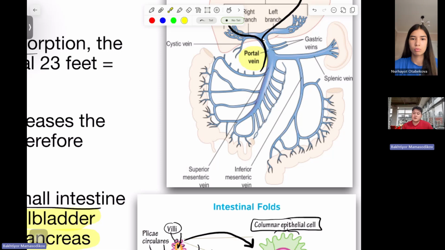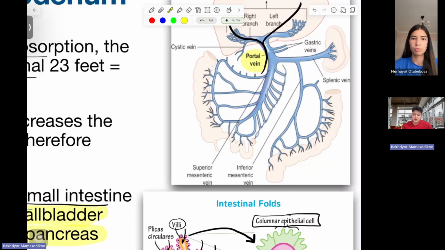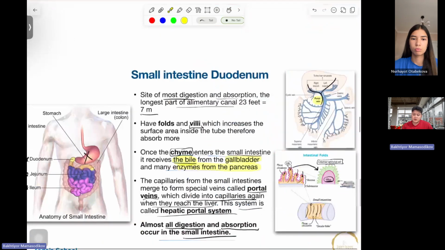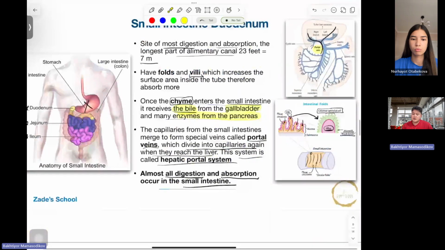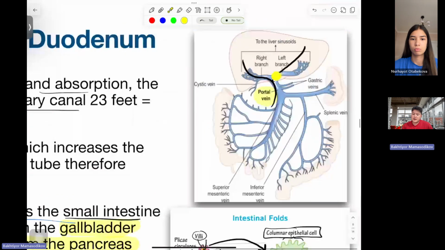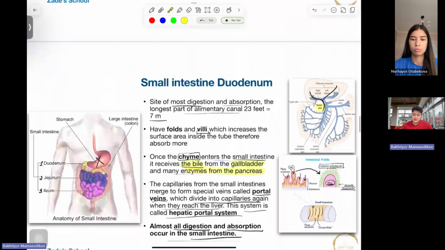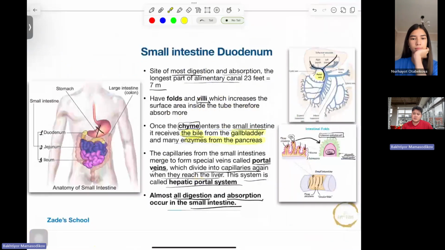Everything which is absorbed from the intestines will go straight to the liver with veins, which divide into capillaries again when they reach the liver. You see, these veins will form the capillaries again in the liver. This system is called the hepatic portal system.